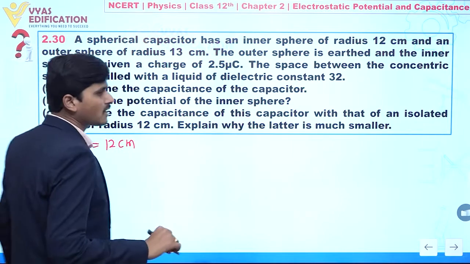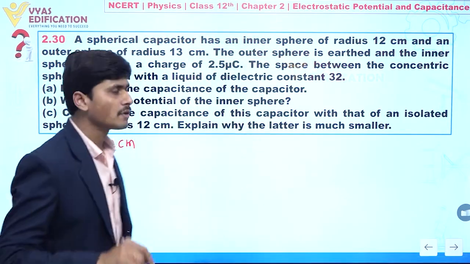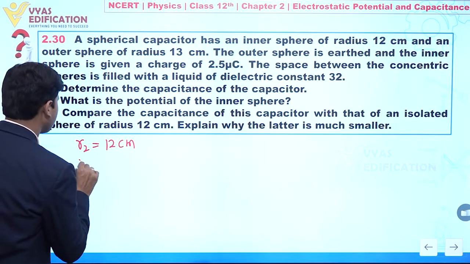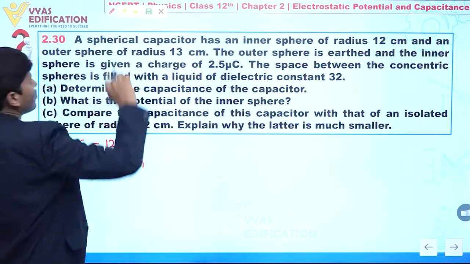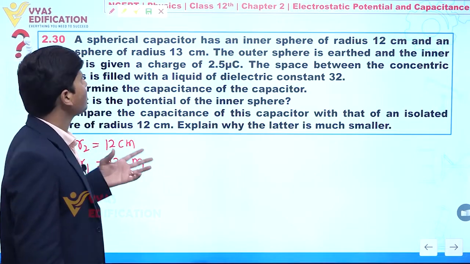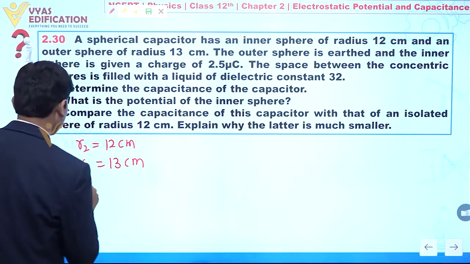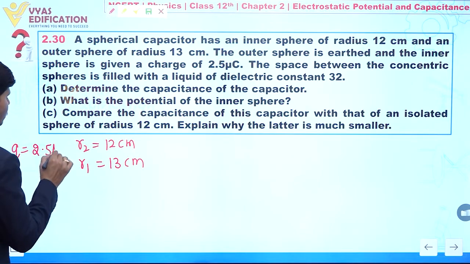Clear? I am taking one surface, this is outer surface, and inner surface I am taking as the second one. So R2 equal to 12 centimeter and outer sphere of radius R1, this is equal to 13 centimeter. Clear to you? Now it is also given outer sphere is earthed and inner sphere is given a charge of 2.5 microcoulomb. So value of Q is given as 2.5 microcoulomb.